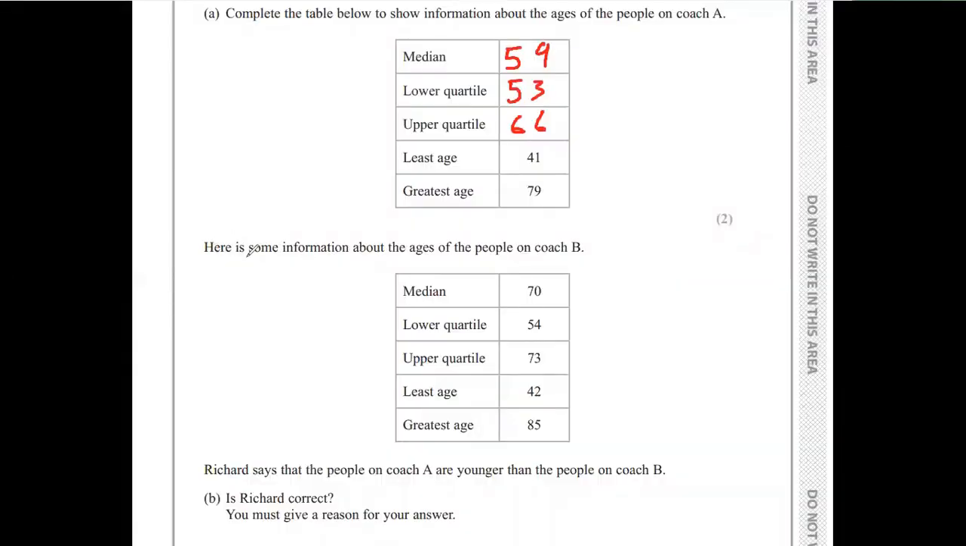Part B. Here is some information about the ages of people on coach B. So they've worked out the median, lower quartile, upper quartile, least age, and the greatest age. Richard says that the people on coach A are younger than the people on coach B. Is Richard correct?